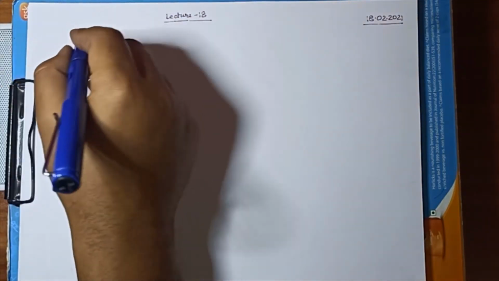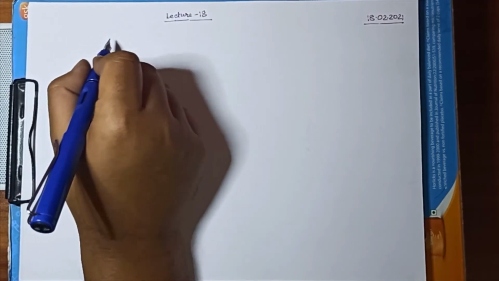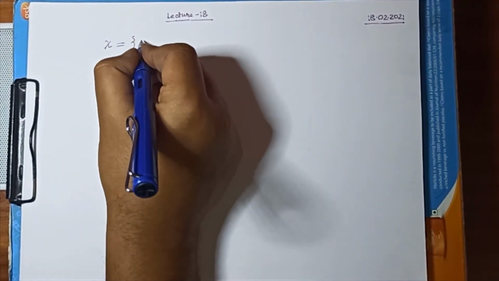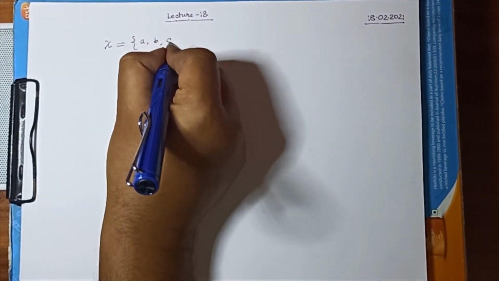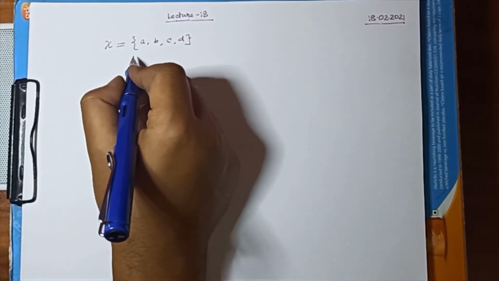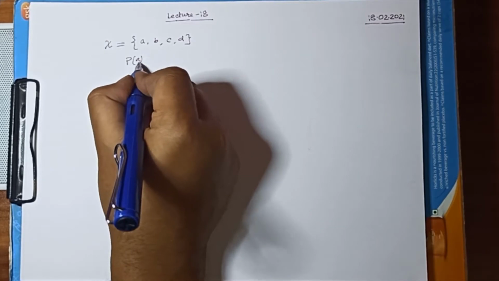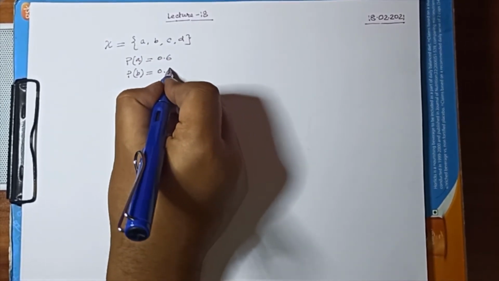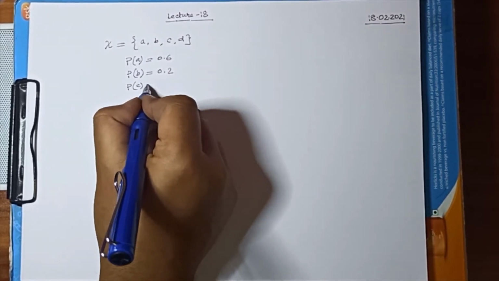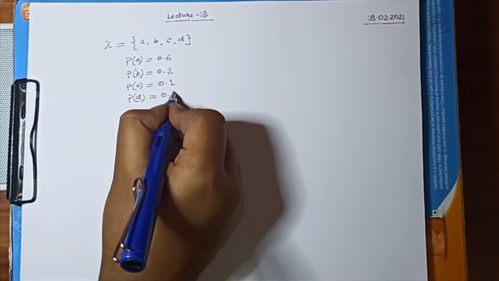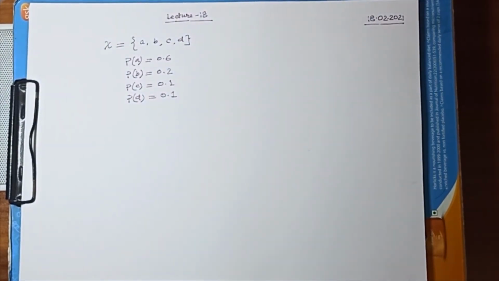For example, let us take this symbol set for the random variable which is emitted, say A, B, C, D. Assume the probabilities are as follows. Probability of A is equal to 0.6, probability of B is equal to 0.2, probability of C is equal to 0.1, and probability of D is equal to 0.1. So the total probability is 1.